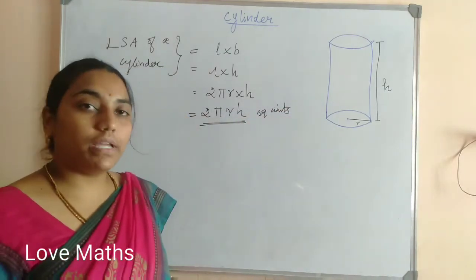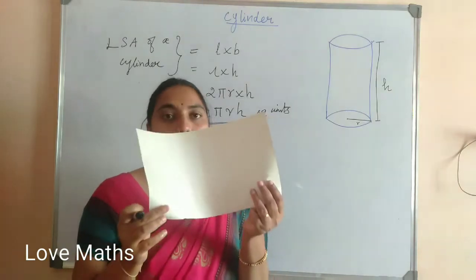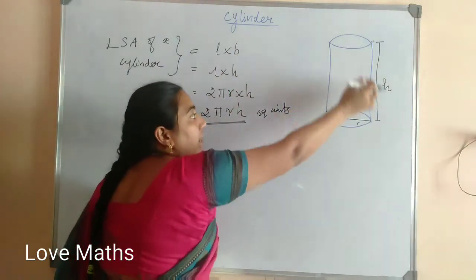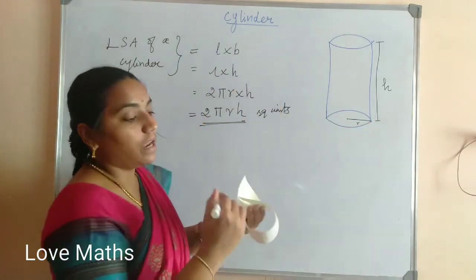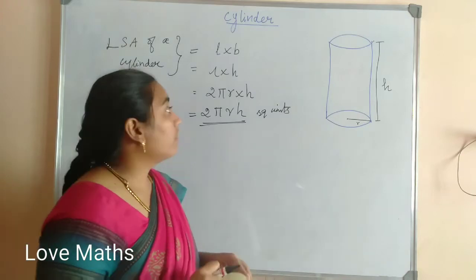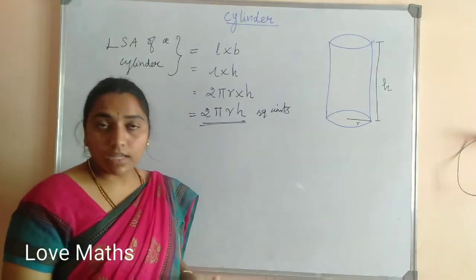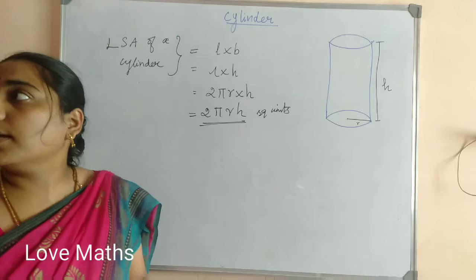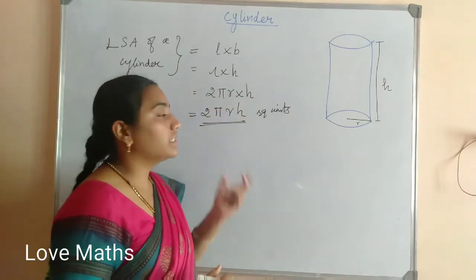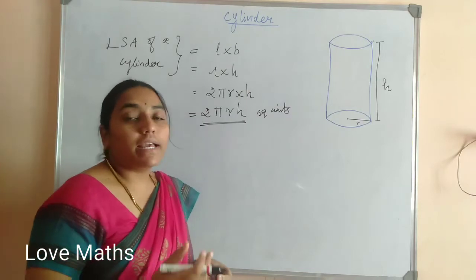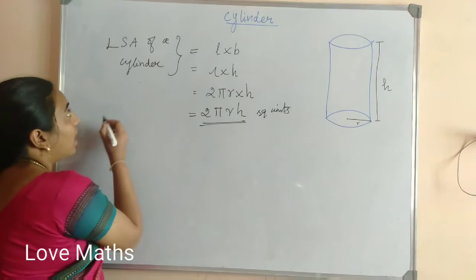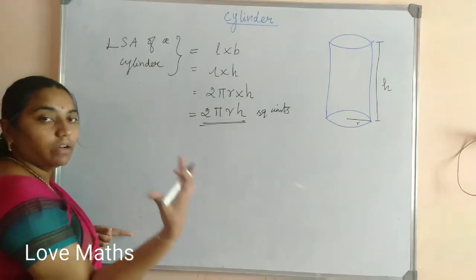You don't have to memorize. The cylinder is made up of a rectangle. If your rectangle is L into B, the breadth will be the height. Then this L is made up of the circle's circumference. We know clearly that the circle's circumference is 2 pi r. So this is the CSA formula. That is LSA or CSA, lateral surface or curved surface.